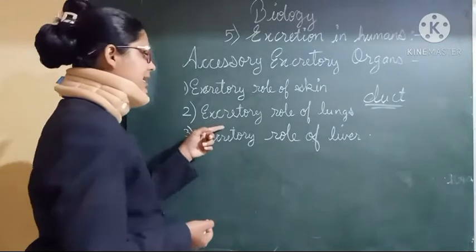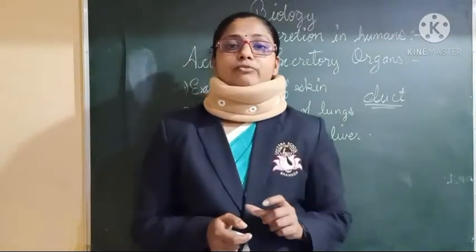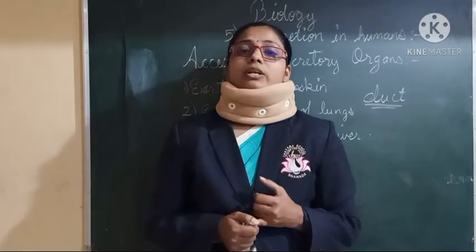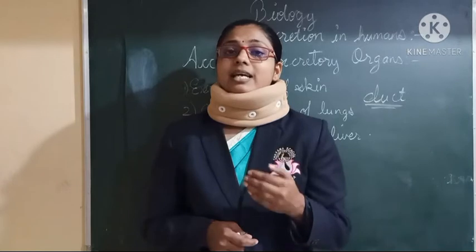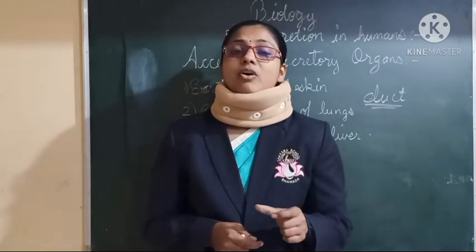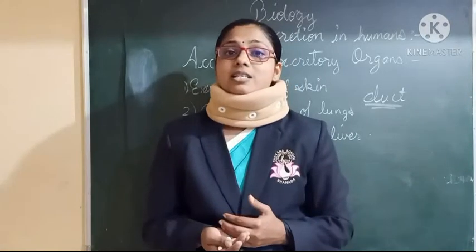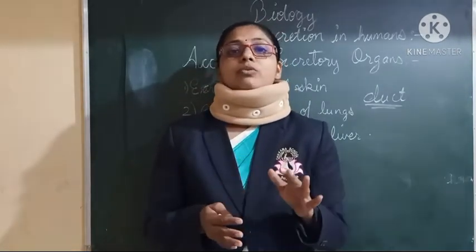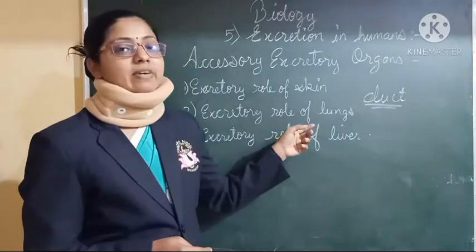The next one is the excretory role of lungs. As we know, when there is a breakdown of food, in the last lesson we already studied the process of photosynthesis as well as respiration. In the breakdown of food, we always get one waste product, that is carbon dioxide. So carbon dioxide is exhaled with the help of lungs. Who is doing this work? To remove the carbon dioxide, what is necessary? Lungs. For inhalation as well as for exhalation, lungs are very important. So lungs are also playing a role as an excretory organ.